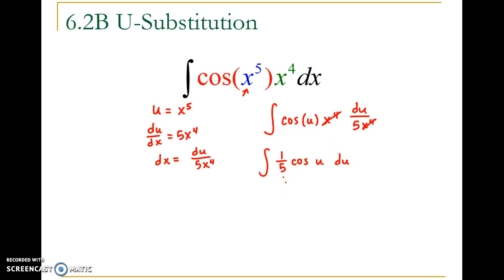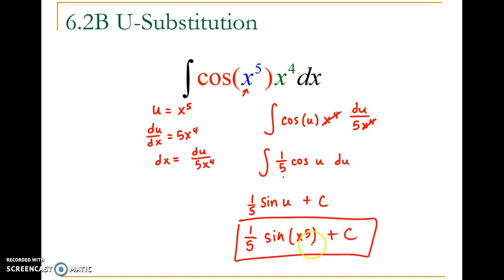And except for the 1/5, which is just a constant, I now have something that looks exactly like what's on my bright orange card. The antiderivative of cosine is sine of u. I still have a 1/5 and a plus c. That's not my final answer because that's in terms of u. So it was like my question was in English and I'm answering in French. I want to translate back to English. So I have 1/5 sine of x to the 5th plus c. That's my final answer. If I take a derivative of 1/5 sine of x to the 5th, I wind up back where I started.